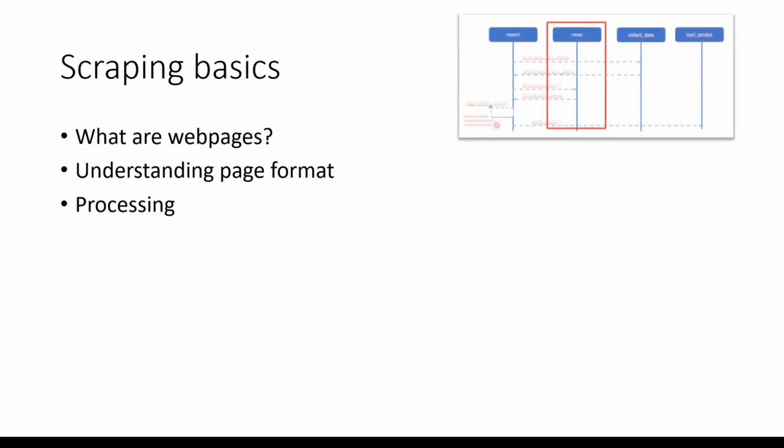This was the diagram that we drew yesterday, and we have four modules as of now: report, news, collect data, and mail service. We have covered collect data already, and now we are discussing the news. Okay.